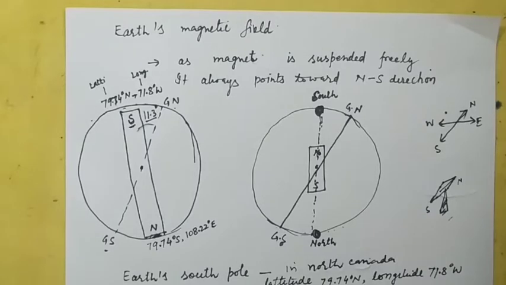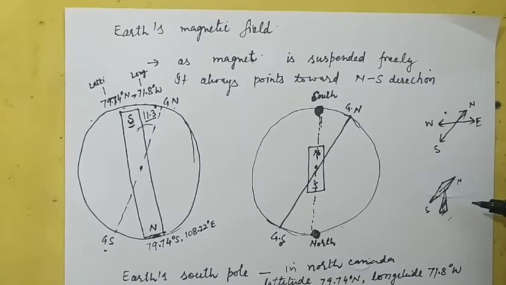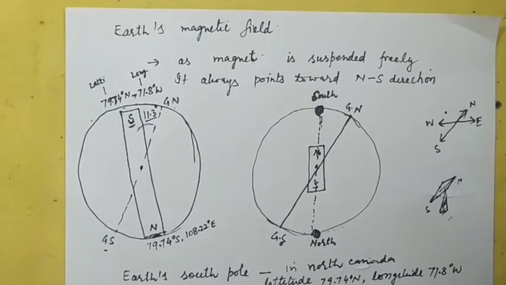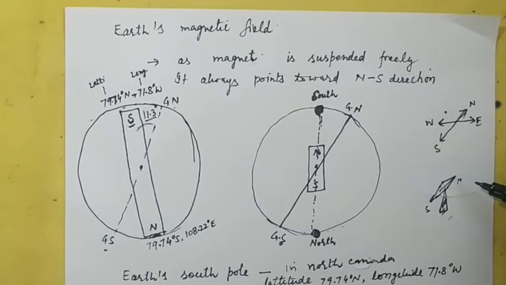The question is, why is it so? Even if you rotate this magnetic needle to some other direction, it again comes back to the north-south direction. So the question is, why is this happening? Why does this magnetic needle always point towards the north and south direction?